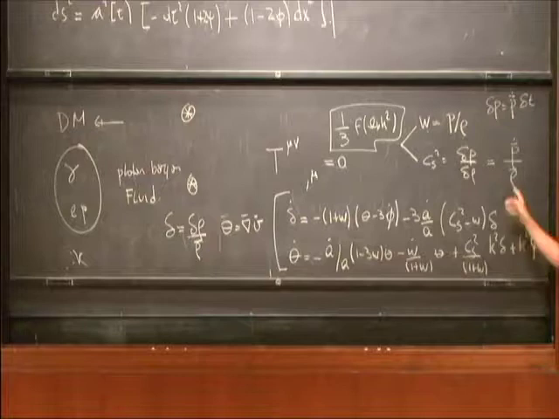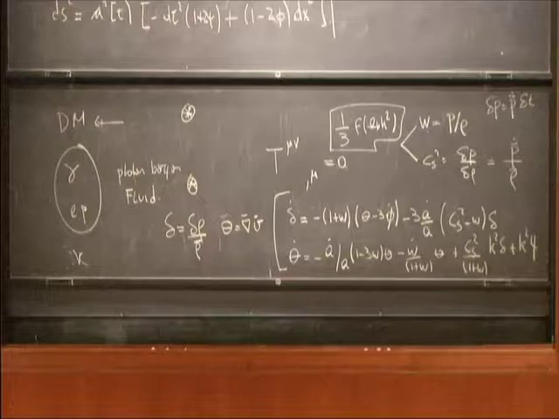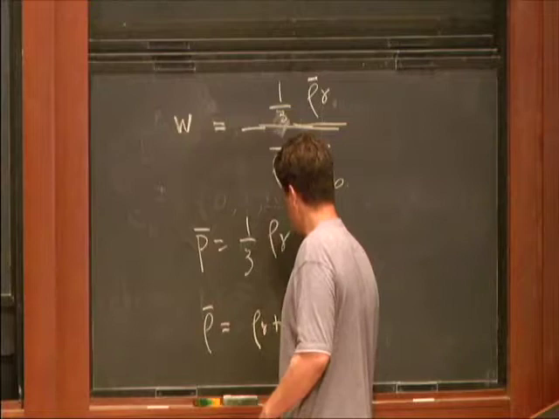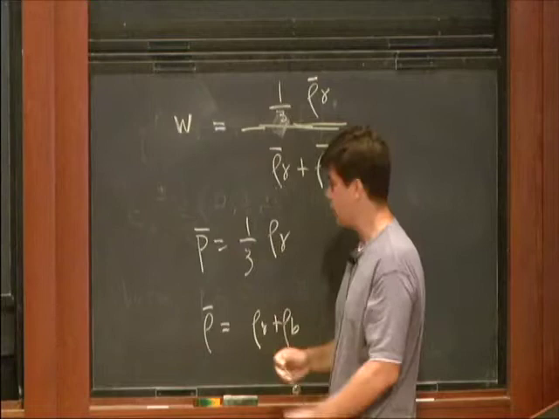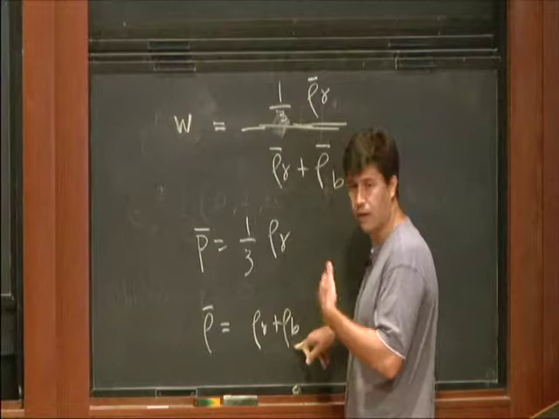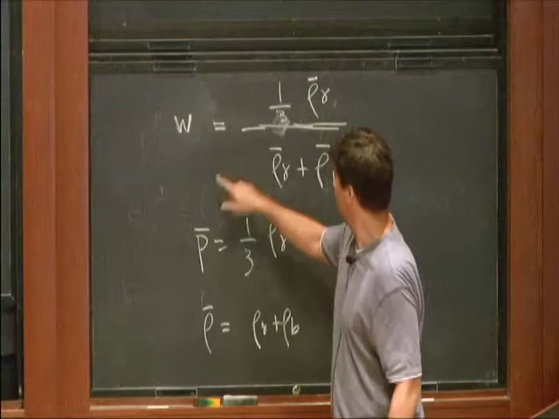But you can see here that if I do P, so P bar is one third of rho gamma in the photon baryon fluid, and rho bar is rho gamma plus rho baryon. If I take the dots of this, I will not get one third, and I will also not get the same as the ratio, because rho gamma dot goes as 4H rho gamma, while rho baryon goes as 3H. They redshift differently. Because these two redshift differently, sound speed squared and W will not be the same.